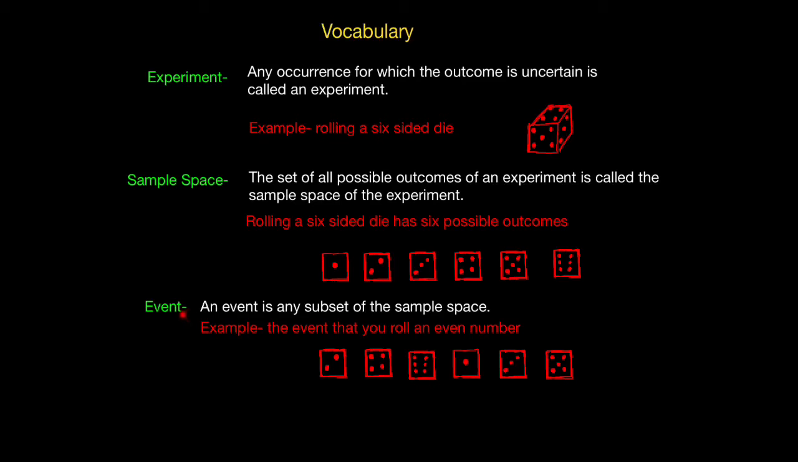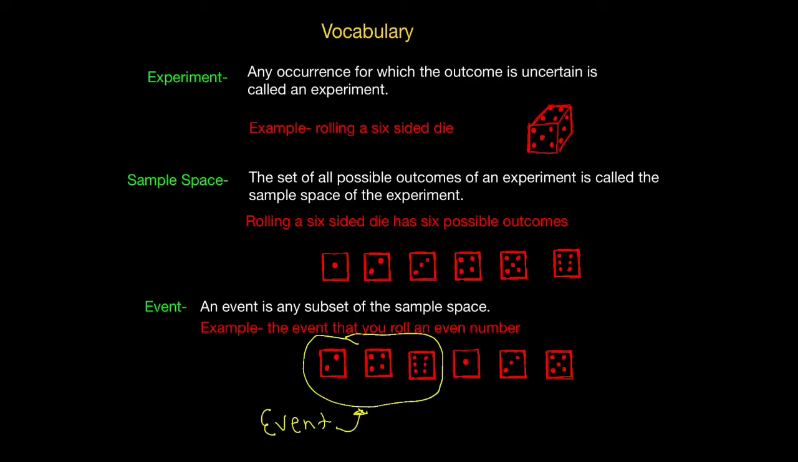The last one is called an event. An event is any subset of the sample space. So that's kind of the thing that you're trying to get. Here's an example: the event that you roll an even number. So my subset would be these 3 choices here. We have a 2, we have a 4, we have a 6. Those are all even numbers. This is my event here. So here I have 3 possible choices in which I succeed in accomplishing my event.